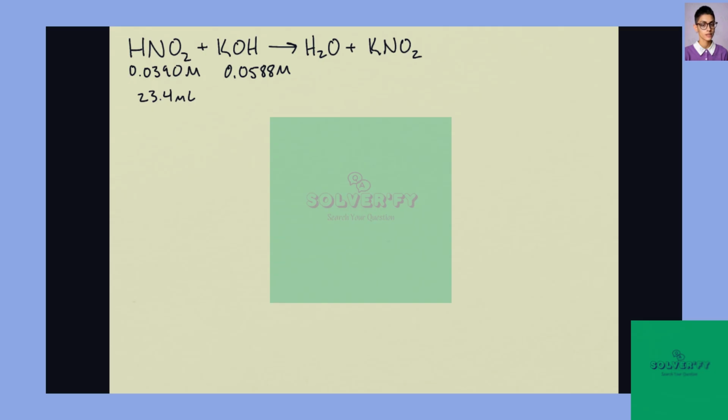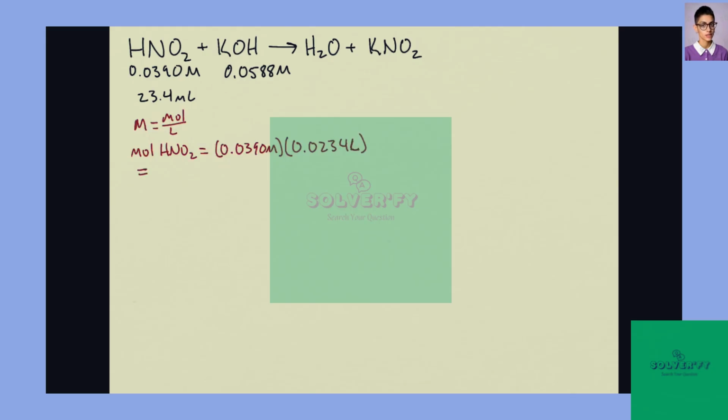So in order to do that, we have to have an equal number of moles of HNO2 and KOH, since there is a 1-to-1 ratio between the two. So first, let's calculate how many moles of HNO2 we have. Molarity is moles over liters. So our number of moles of HNO2 is equal to the molarity of HNO2, which is 0.0390, times the number of liters of HNO2, which is 0.0234.